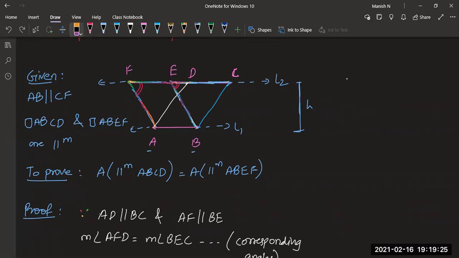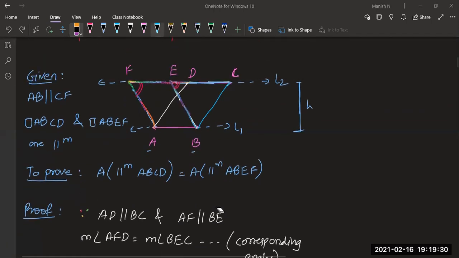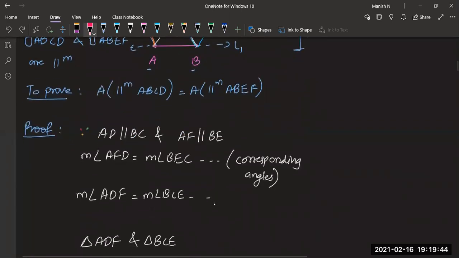Similarly, when you now come to the other angles, that is ADF and BCE, right? Angle ADF and angle BCE have the same measure. Why? They are again corresponding angles, right? So both of these are corresponding angles.